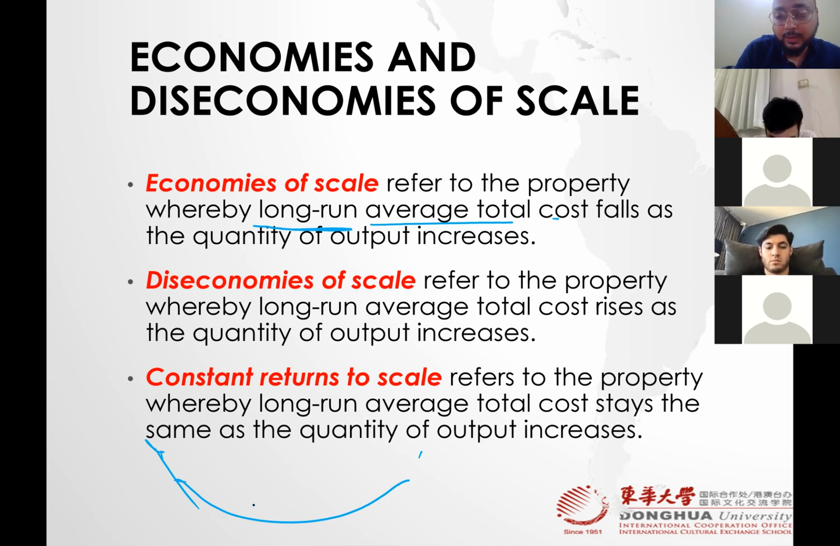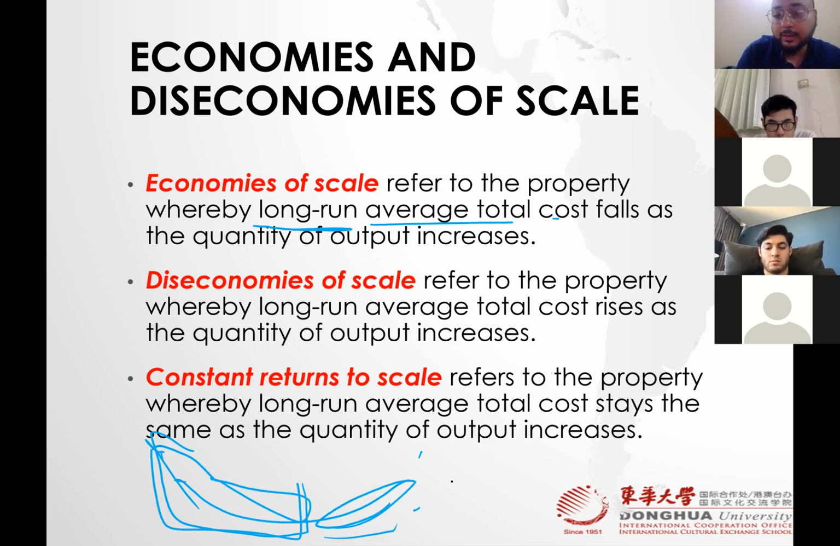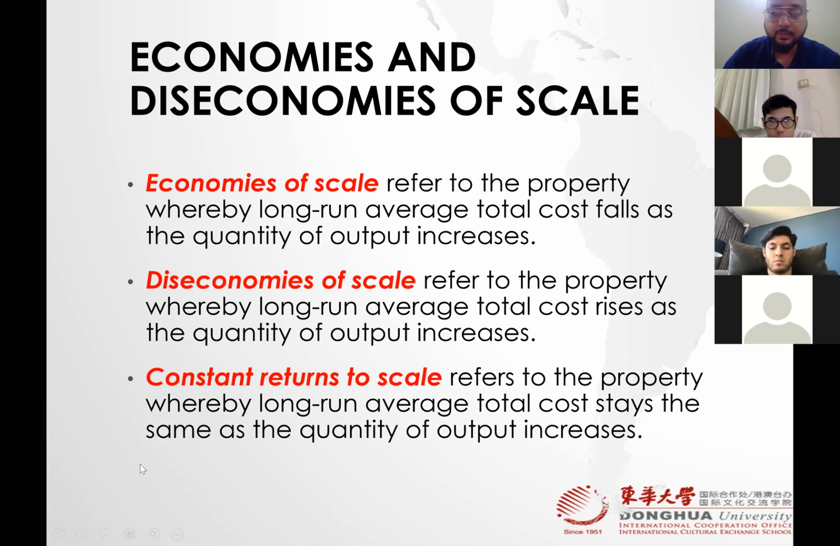It means they are remaining in that area. They are not going here. Their production is not increasing the average total cost. No, they are remaining on the left side of the average total cost, which is L-shaped. I will give you an example in our next slide. So economies of scale is a long run property.